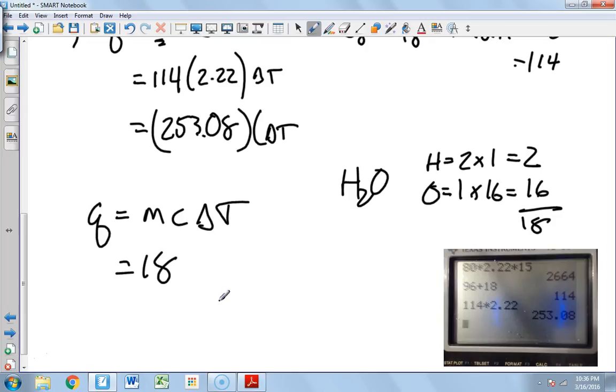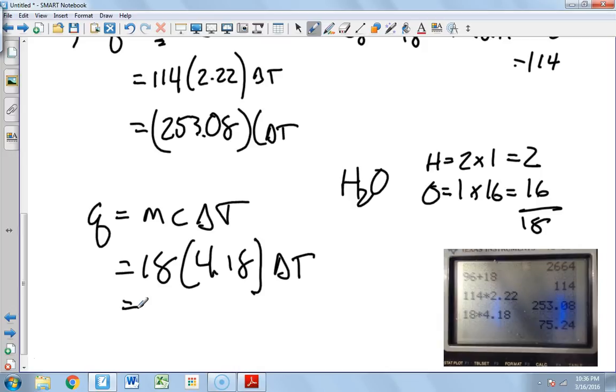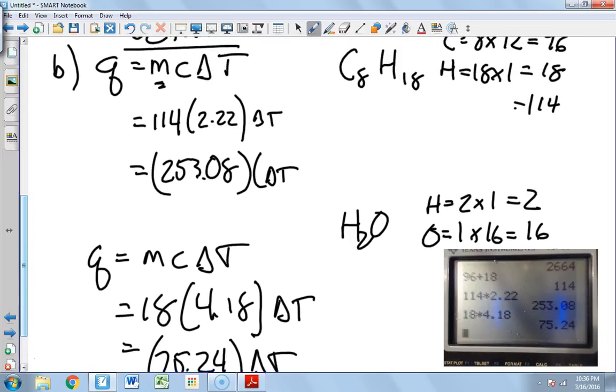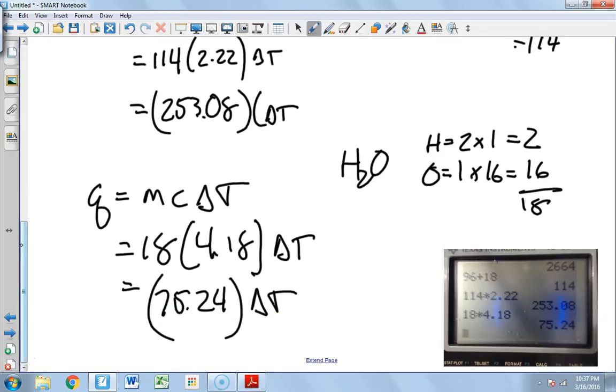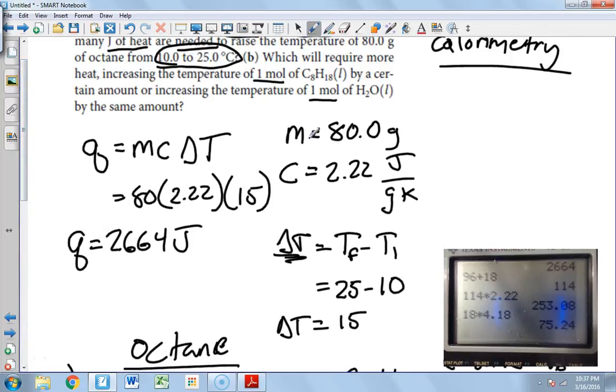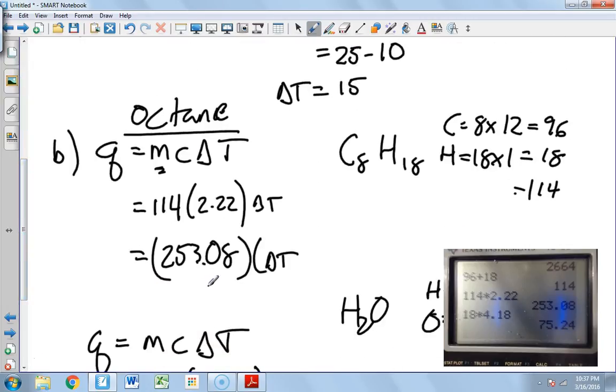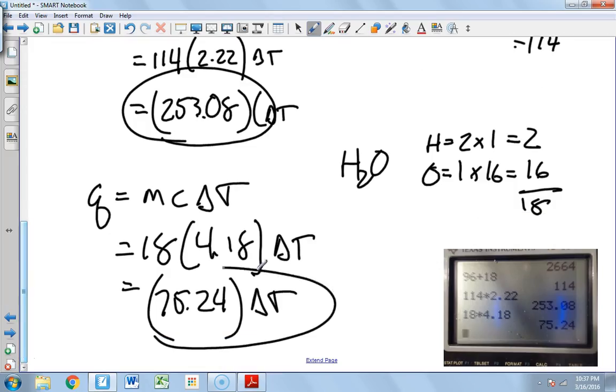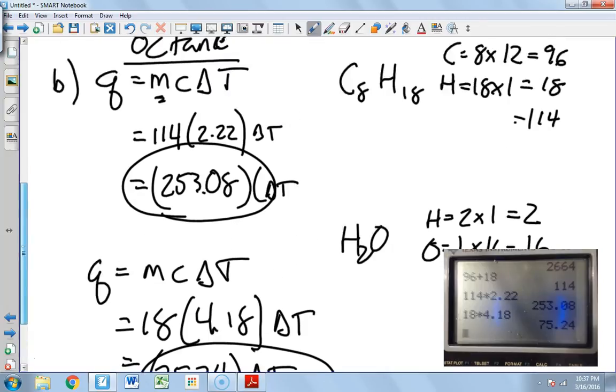So now, 18 times the specific heat of water, 4.18, times delta T. So now, 18 times 4.18, so this is 75.24 times delta T. Okay, so this, the octane, is going to require more heat because this value is bigger than this. Okay, so that's how we answered that question.